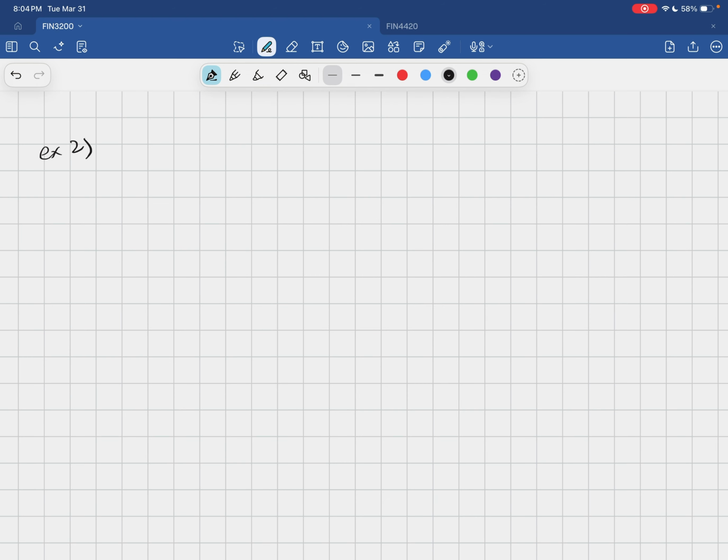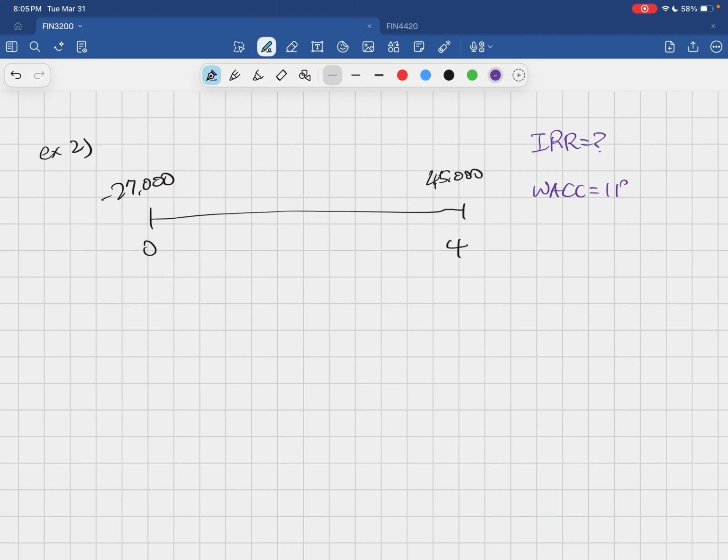So, example 2. The timeline is very simple. We have $27,000 at time 0 and $45,000 in year 4. Okay? And first, we want to calculate the internal rate of return, IRR, and we're given the cost of capital. We'll just call it WACC, 11%. Okay? So we can first find the IRR of the project, and we can do this two different ways.